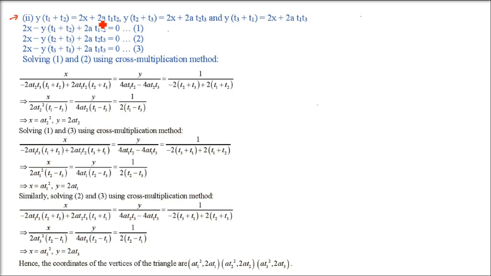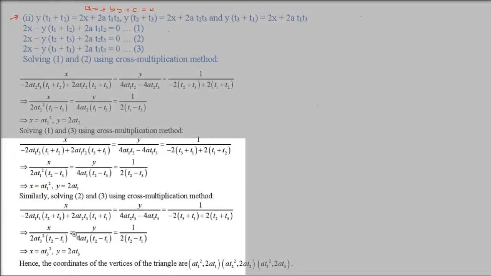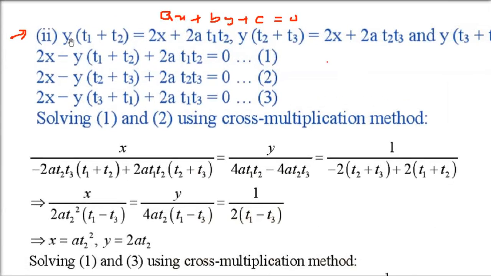Now in this part, we are being provided 3 equations, and we have to find the coordinates of the vertices of a triangle. The equations of the sides are given. So we'll try to change them into the standard form, that is ax plus by plus c equals 0, all of these 3. So I'll just show you how we have done it.